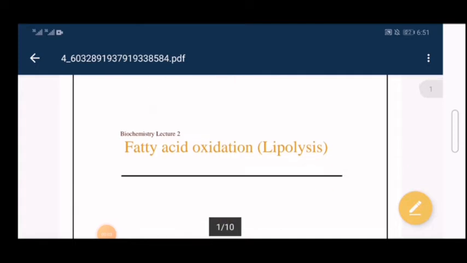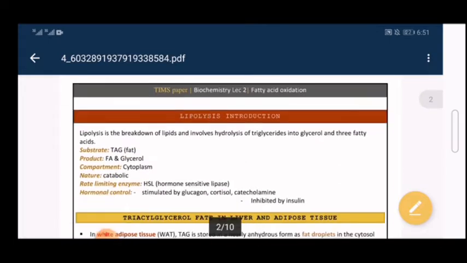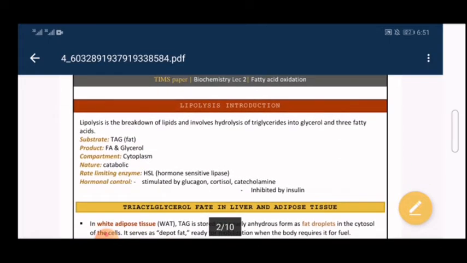This is the second biochemistry lecture, Lipolysis. In this lecture, we are going to understand how to mobilize the fats outside of their stores and how they are oxidized to get energy. Here is a brief introduction about lipolysis.